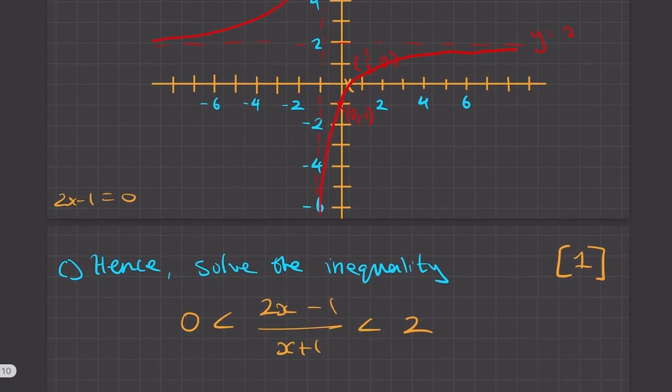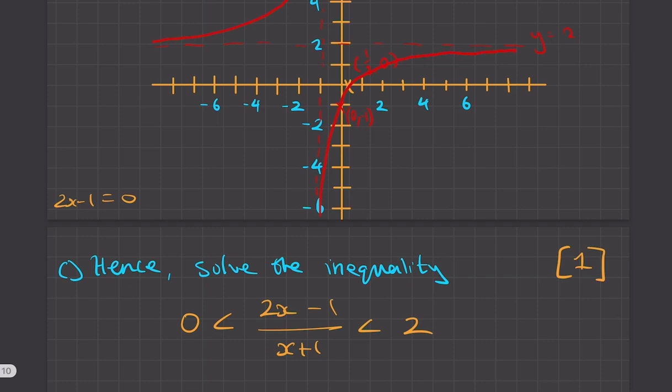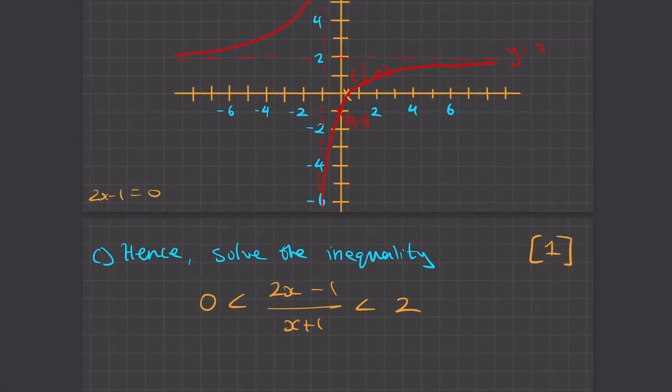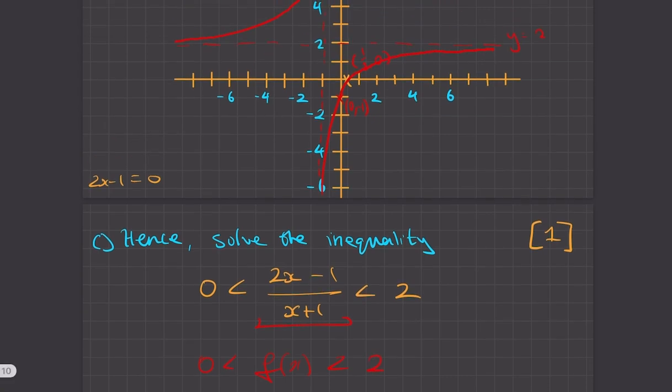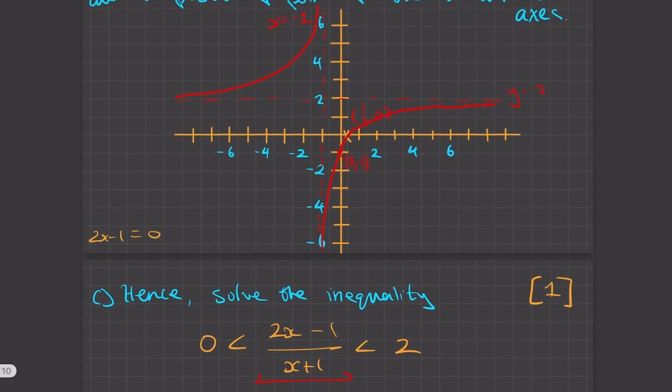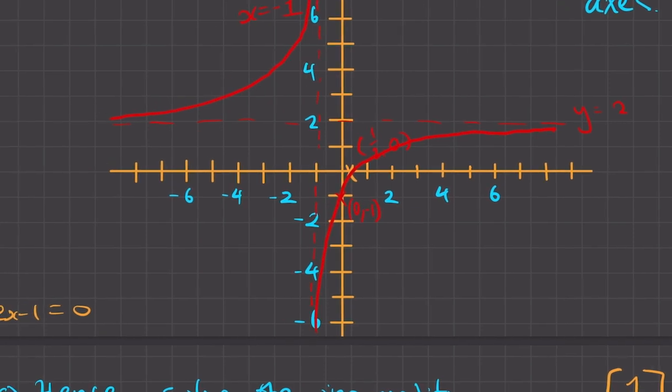And the last part is hence solve the inequality. 0 is less than or equal to (2x minus 1) over (x plus 1), which is less than, not equal to, 2. So if you'll notice, this is actually f of x. So what we're solving is 0 is less than or equal to f of x, which is less than 2. So now we can look over here, and we know that at x equals 1/2, f of x is 0, right? That's what we said at this point.